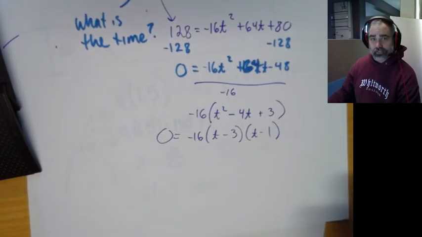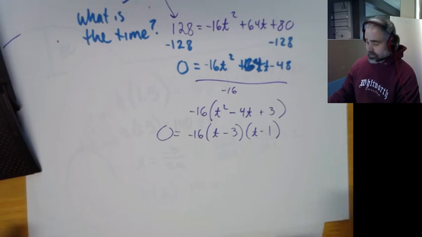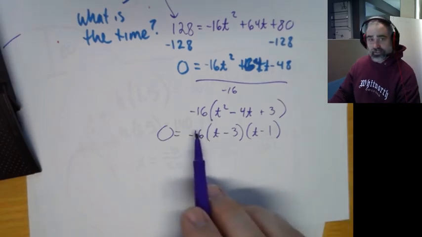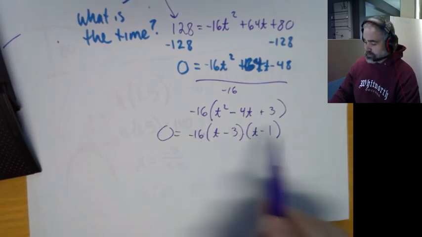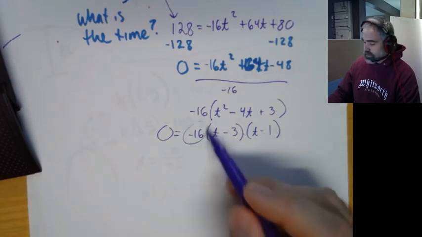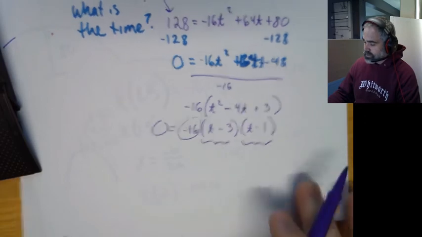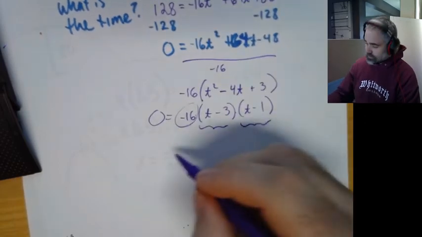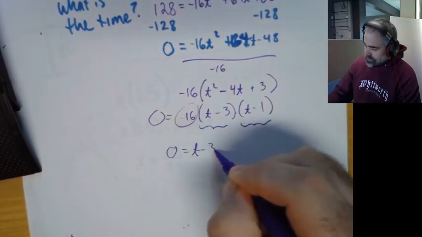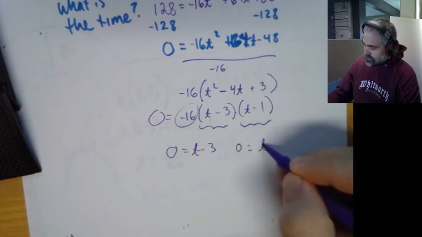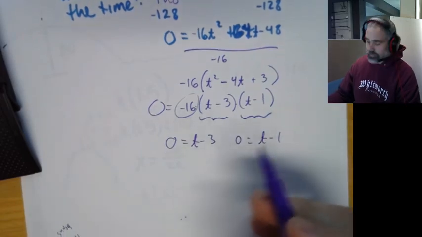You can solve it. Remember, you can get rid of this 16 because I have 3 things multiplied together that make 0. This one is 16, it's not 0. That means the 0 has to come from one of these two. So you can just ignore that 16 that you factored out. So 0 equals t minus 3 and 0 equals t minus 1, and solve.